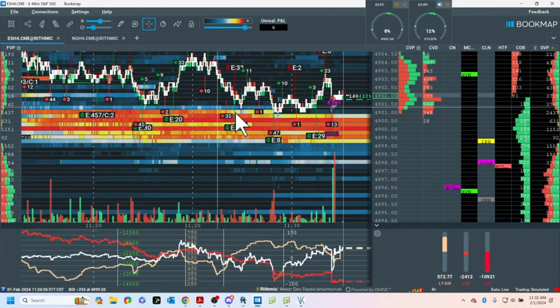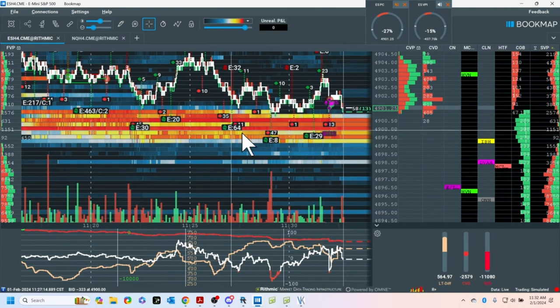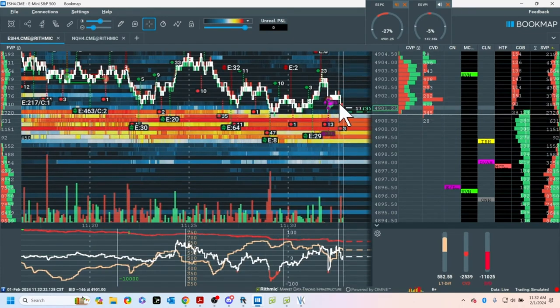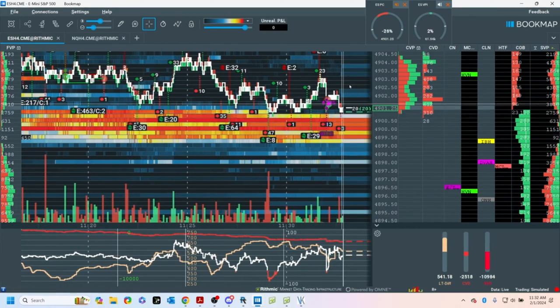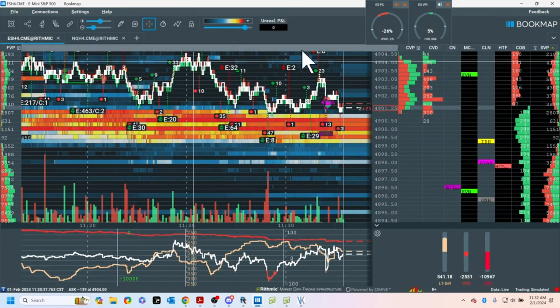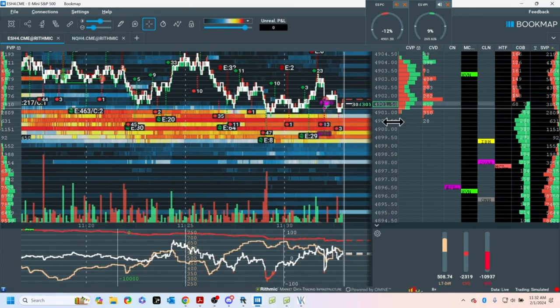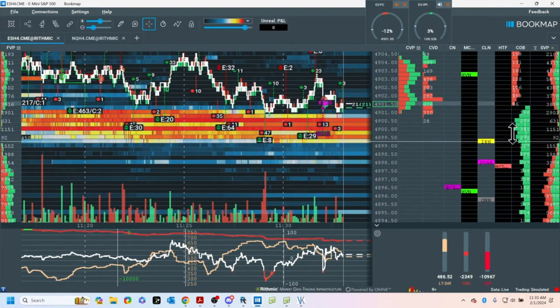Here's Bookmap. Order flow. Look at the stacking here. I've got icebergs accumulating, and I want to see the behavior. These guys can pull. They may have no intention. They may be pushing it up to sell, or they are. So we got to see. I'm looking for a long, not a trade recommendation, and it would be in this area.